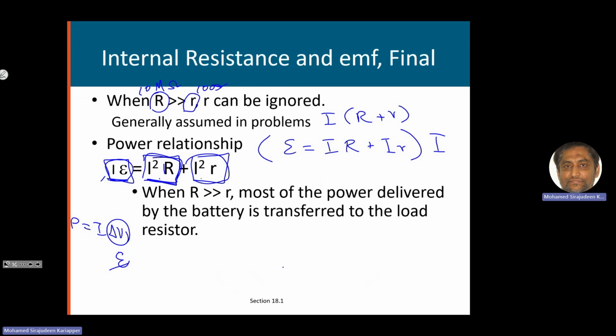Whatever the battery gives out will be shared by the load resistance as well as the internal resistance. So if this is true, we can say most of the power from the battery is going to the load resistance because the small r is small.